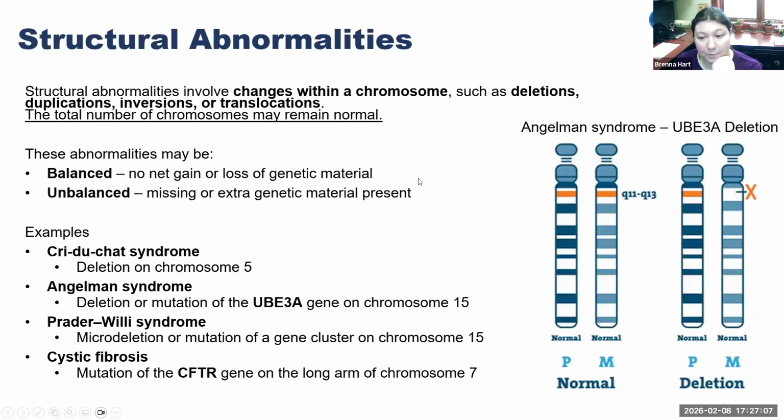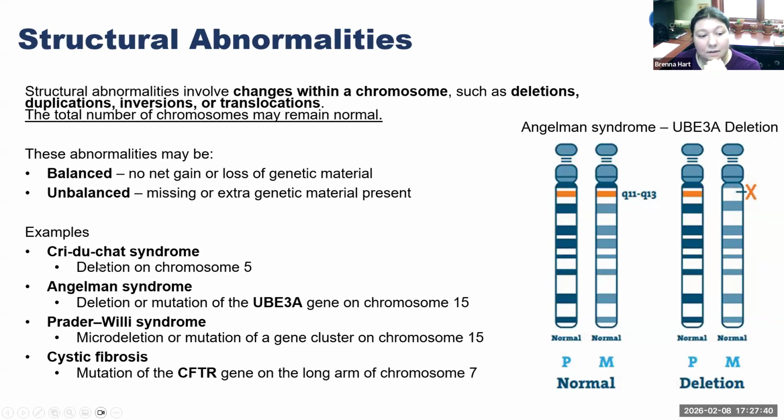Whereas with a structural abnormality, nothing is being gained or lost as a whole chromosome. It is changes within a single chromosome. So you can have deletions, duplications, inversions, or translocations, but no matter what, the entire number of your chromosomes is going to remain normal. So when this happens, your abnormality could be balanced or it could be unbalanced. If it's balanced, you're not really gaining or losing genetic material. That's more optimal. Of course, with unbalanced, you're going to have missing or extra genetic material present.